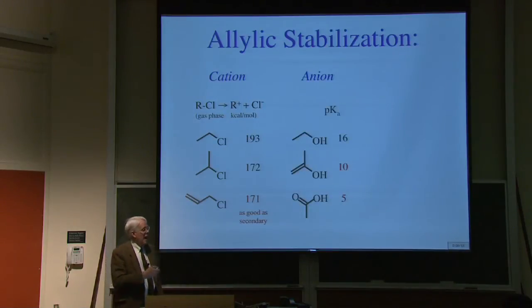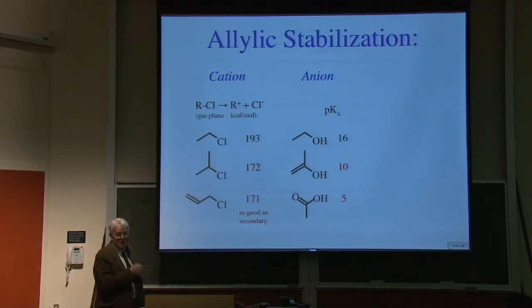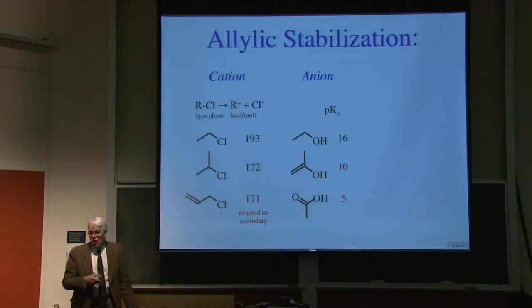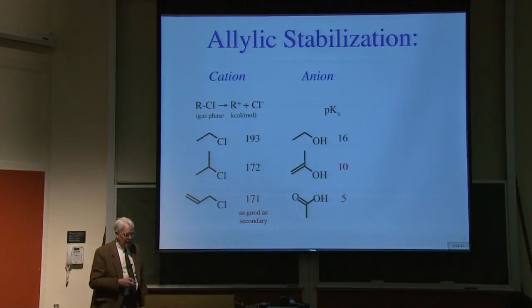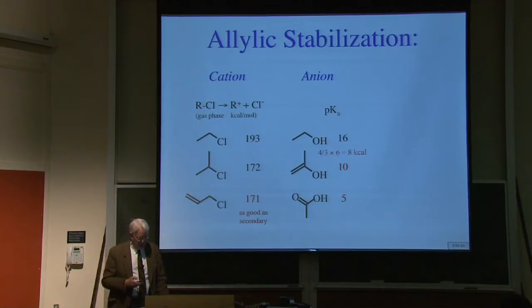Or if you look at anions, look at the pKa of the OH. Here it's 16, we know. If you have a double bond here, it falls by 6 orders of magnitude, right? And in the case where it's an oxygen here, it falls by another 5 orders of magnitude, and you actually call it an acid. Okay, so the anions get much more stable when they're allylic, by about 8 kilocalories per mole in the case of the enol.